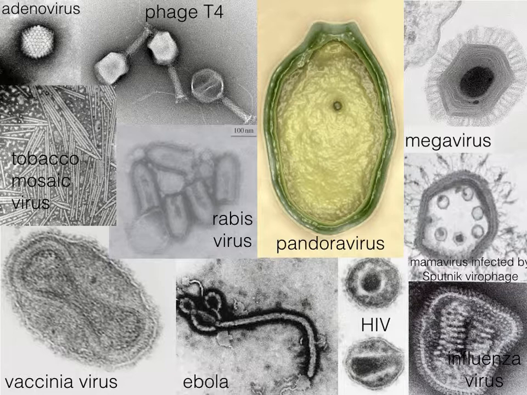So viruses come in all sizes and shapes. So we find icosahedral or close to spheric viruses. We find some filaments like tobacco mosaic virus. We also find bullets. And then we also have giant viruses. So this one is in color because we can see it with a light microscope, but the rest of the images come from an electron microscope.